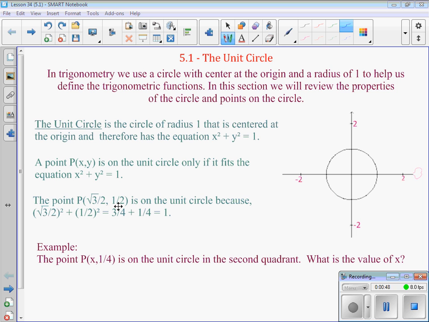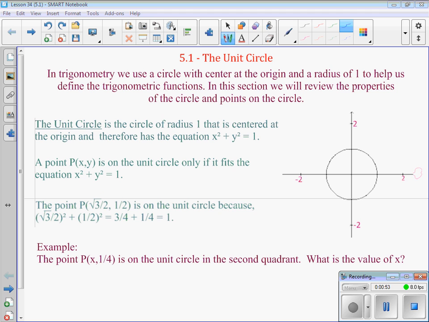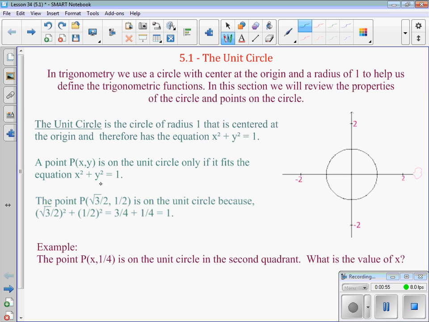So it says here the point is on the unit circle because if I plug square root of 3 over 2 in for x, don't I get square root of 3 over 2 squared, because that's my x squared? And if I plug a half in for y, don't I get a half squared there? What happens when I square the square root of 3 over 2? It turns into 3 over 4. So that's where this 3/4 comes from. If I square a half, I get 1/4, and doesn't that equal 1? Yeah. So as long as that turns out to be 1, it is on the unit circle.